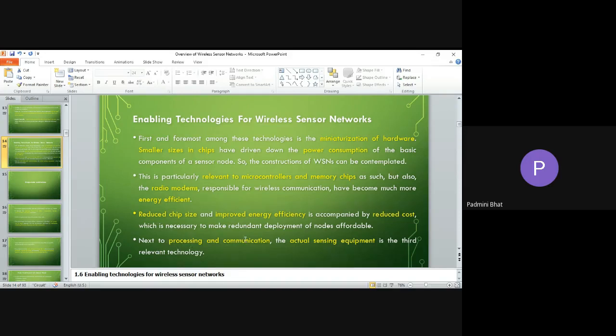For that reduced size, what is the processing and how is the communication? How should the sensing equipment be? What is the relevant technology used for that? That should be adopted for wireless sensor networks. On this side, we will be studying the single node and what the components in the single node are. That we will study in the next class. Okay, thank you.